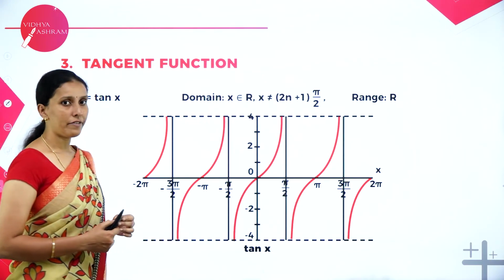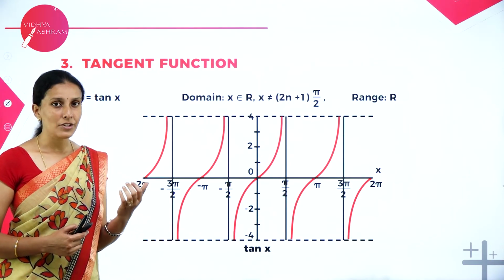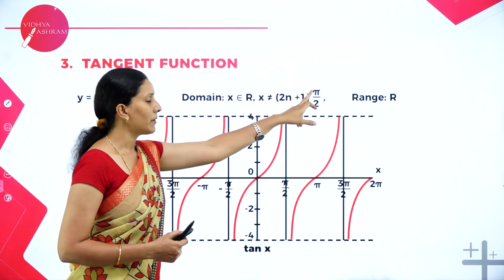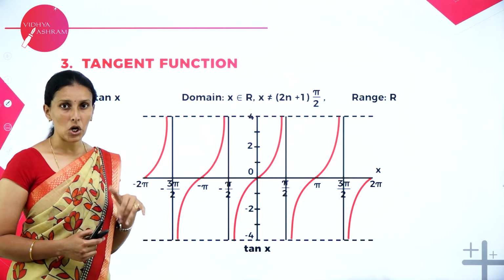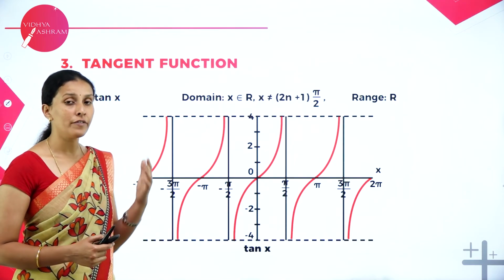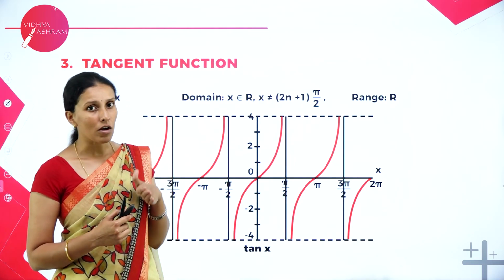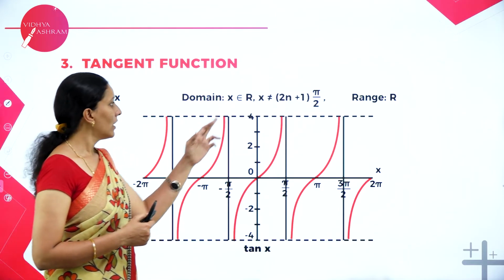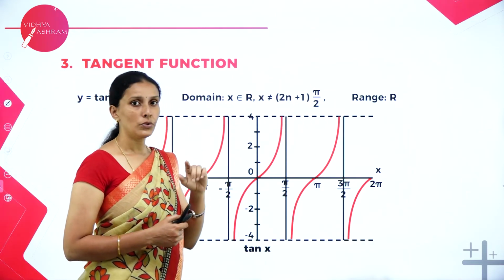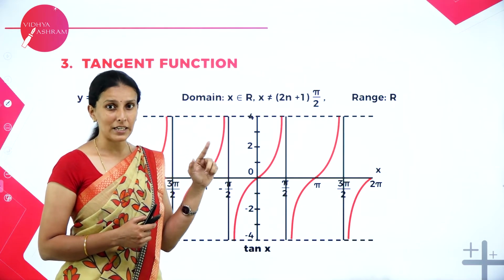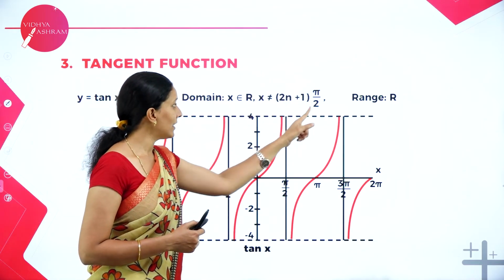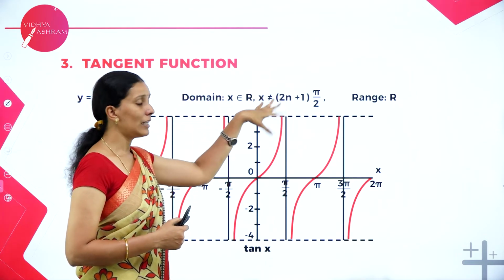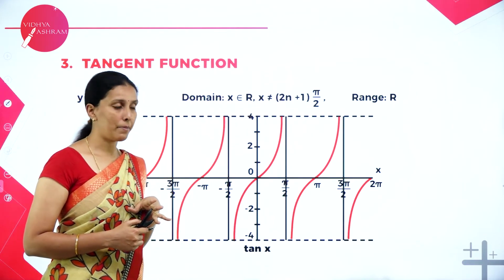Next, the tangent function. We have defined the tangent function for all angles except odd multiples of pi by 2. Why? Because the tan function is a ratio of sine by cos. Since cos is in the denominator, it cannot take the value 0. Hence, at 2n plus 1 pi by 2, the cos function will be 0. Hence, for angles other than this, the domain of the tan function can be any real number other than odd multiples of pi by 2.